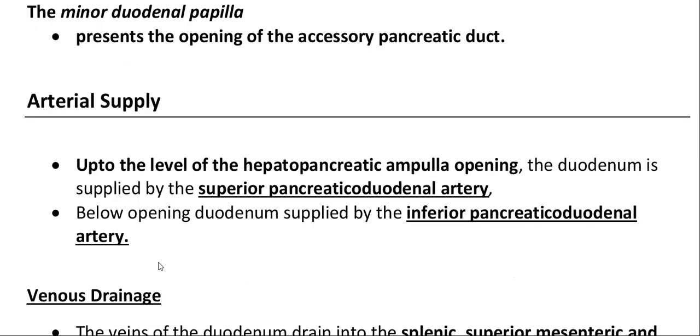Arterial supply. Up to the level of the hepatopancreatic ampulla opening, the duodenum is supplied by the superior pancreatico-duodenal artery. Below the opening, the duodenum is supplied by the inferior pancreatico-duodenal artery.